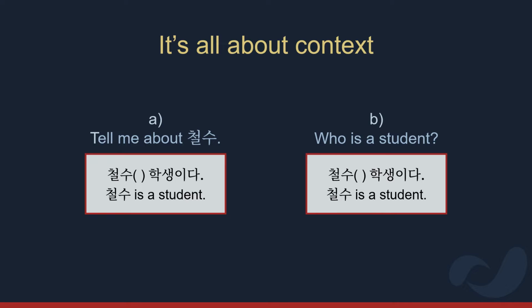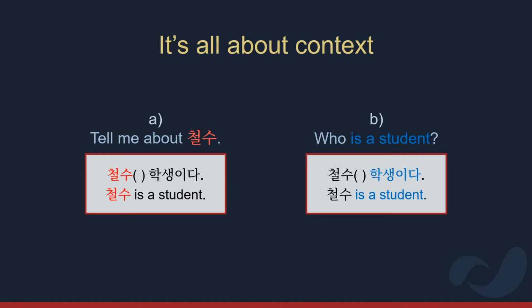A is created with Chosu in mind, since that was part of the leading question. Here, is a student is produced to match the topic. B, on the other hand, is created with is a student in mind, since that was part of the leading question, and Chosu is produced to match it. That is, sentence A is created from left to right, or from given information to new information, and sentence B is created from right to left, where the new information comes before given information.